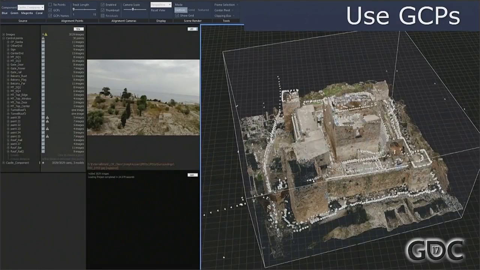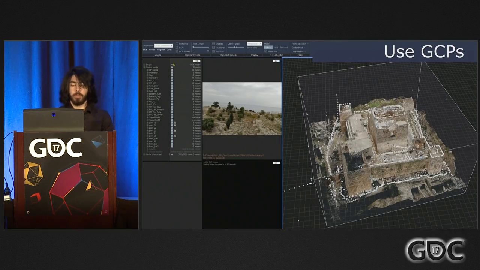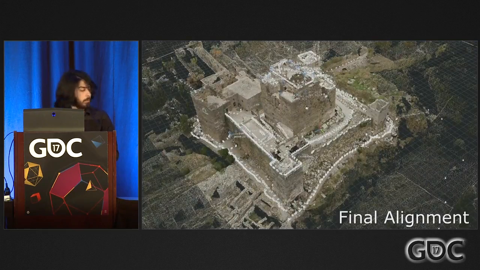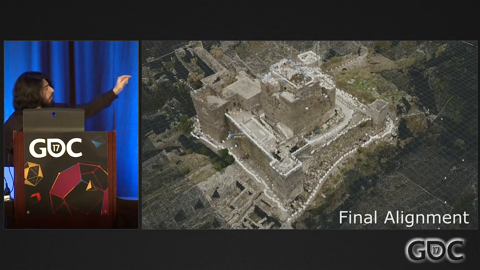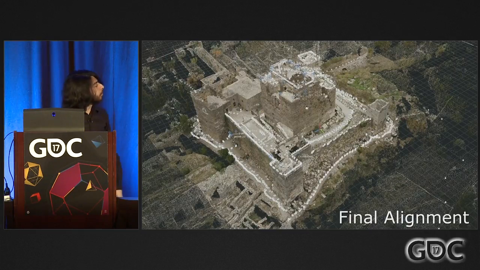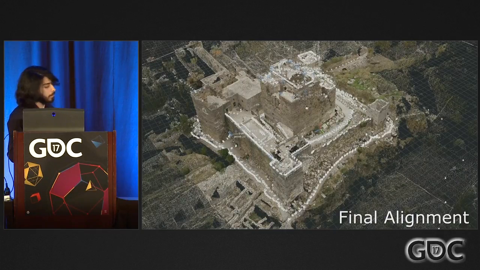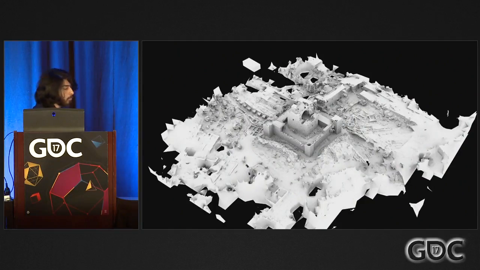Whatever doesn't align, you can always use some ground control points and align them. And you can end up with this. What's interesting about this is, see those points? This is actually me standing there and taking a photo. So that's around 4,000 photos. That's nice. And this is the end result.